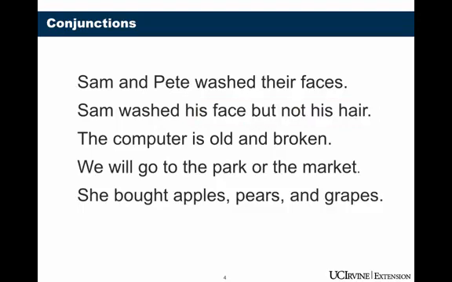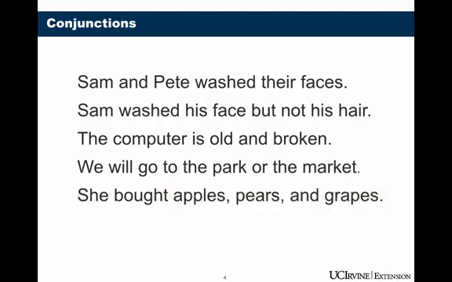In the next sentence, the computer is old and broken. The conjunction and is joining the 2 adjectives, old and broken. In the next sentence, we will go to the park or the market. Or is the conjunction, and it's joining the 2 parts, the park and the market, both of which are nouns. In the last sentence, she bought apples, pears, and grapes. Here we have 3 nouns, and we are connecting them with the conjunction and.